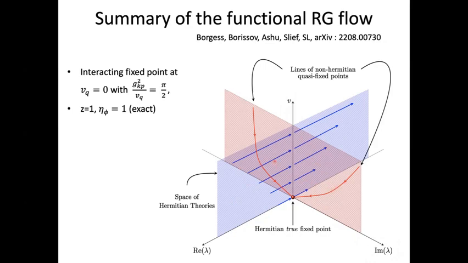This red line represents the non-Hermitian fixed point at each fixed nesting angle. As the nesting angle becomes smaller and smaller, this non-Hermitian fixed point becomes closer and closer to the real axis, and they merge at the true fixed point in the zero nesting angle limit. Okay, so this is some global picture of the functional RG flow.